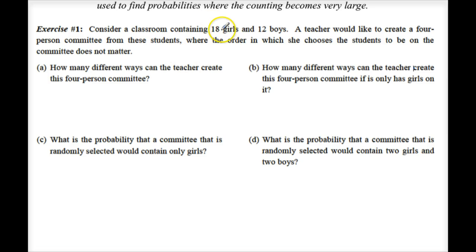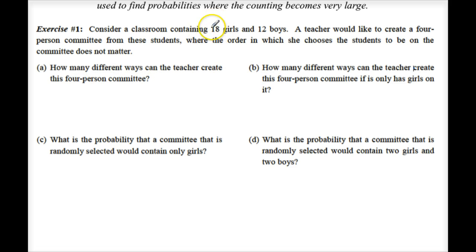Consider a classroom containing 18 girls and 12 boys. A teacher would like to form a four-person committee from these students, where the order in which she chooses the students to be on the committee does not matter. So the order does not matter means I'm dealing with combination. How many different ways can the teacher create a four-person group?